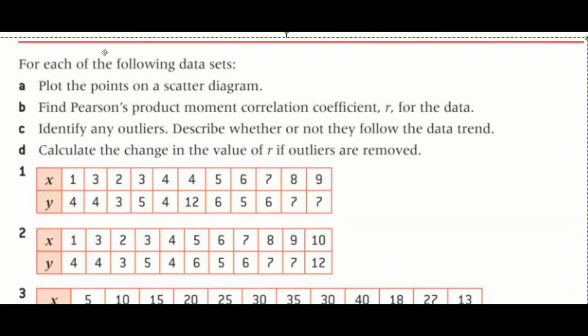Outliers can be identified from our graphs. So once you have plotted the graph, you can identify the outliers by looking to see which ones aren't following the trend. So you can identify the outliers by eye.